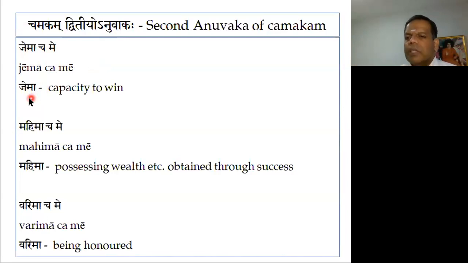Our ability to be victorious in doing something successfully, let that also be beneficial, because sometimes when we are victorious, we can cause harm. People may not benefit from it. So we are asking that our capacity to win also be beneficial. So our prayer to the Lord Rudra is Jemaschame Kalpatam. Let's look at the next mantra.